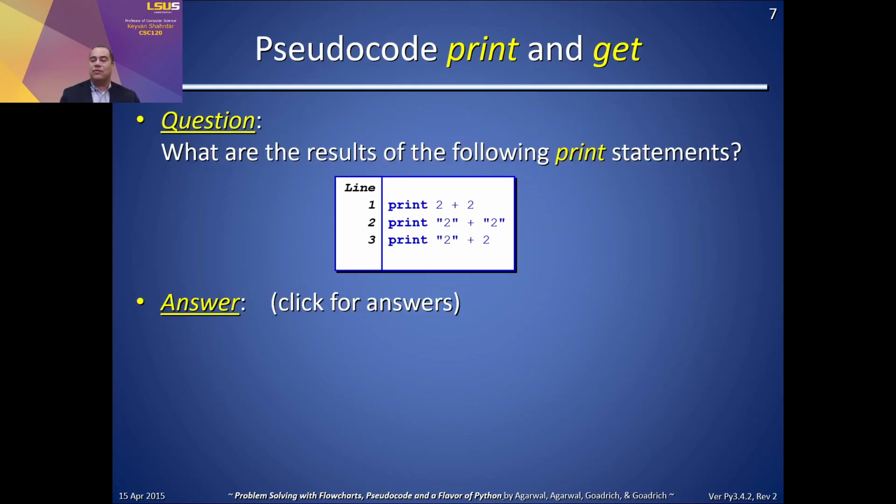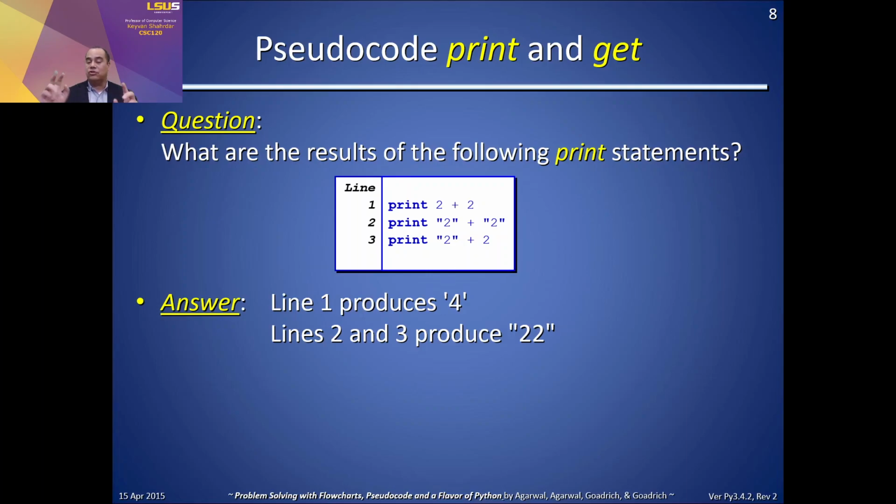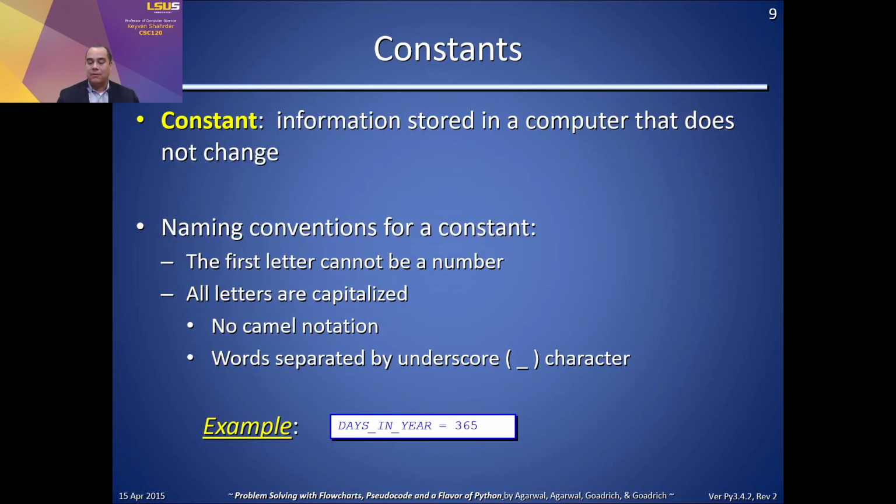So what are the results of the following print statements? So if you say print 2 plus 2, what's going to be the answer, right? Line 1 produces 4. Print string value 2 plus string value 2, it's just going to concatenate those two, and it's going to say 22. If you say print string value 2 plus 2, it's going to do the same thing.